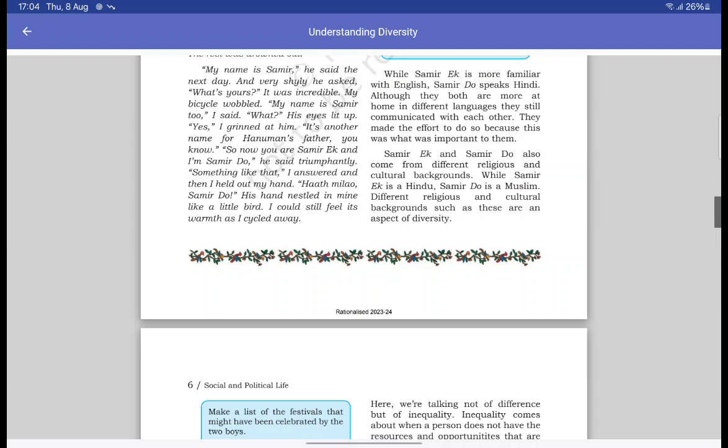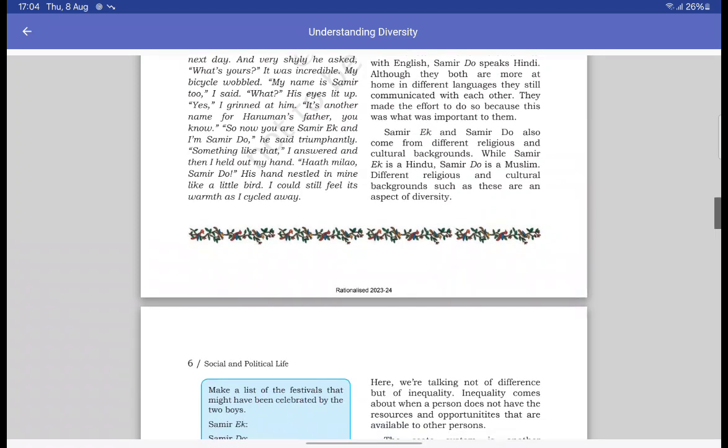While Samir Ek is more familiar with English, Samir Do speaks Hindi. Although they both are at home in different languages, they still communicated with each other. Being at home means being comfortable. So it basically means, although they are both comfortable in different languages, they still communicated with each other. They made the effort to do so because this was what was important for them.